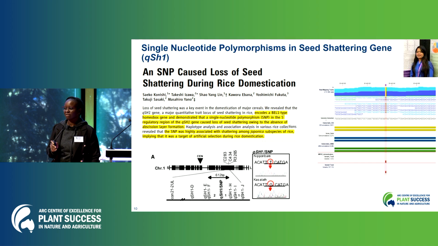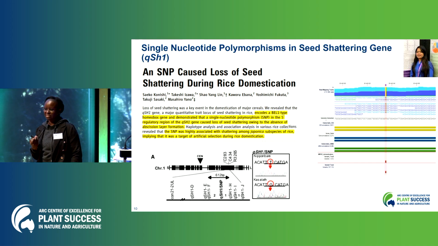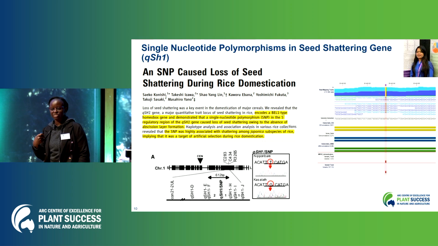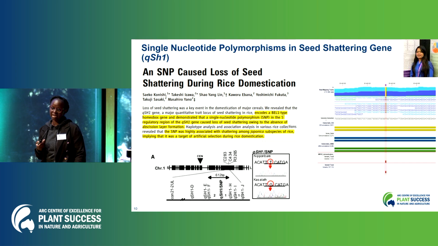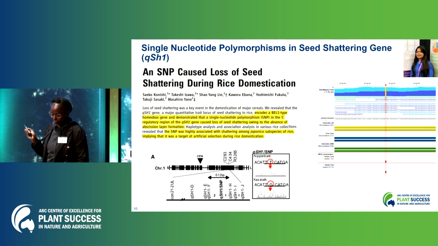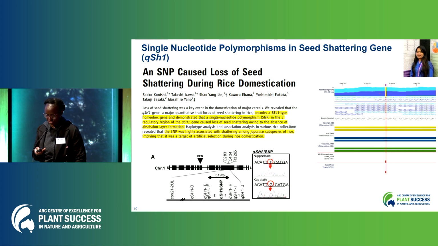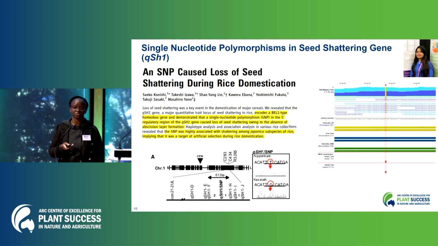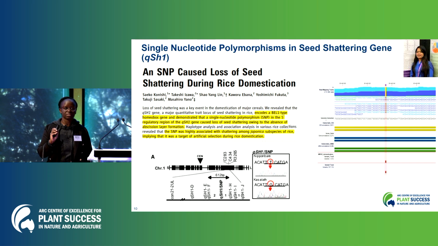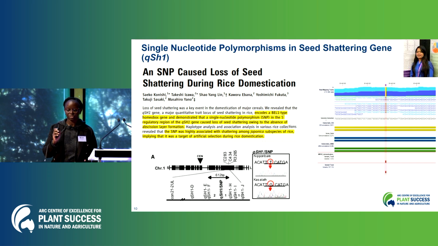But the one thing that prevents us from doing all this is that when this wild rice produces seed, the seed shatters, and we have up to 100% seed shattering, which means we barely have enough seed to do our research or the kind of work that we want to do. Because rice is a model crop, as I said, a lot of research has been done on it, and it's been discovered that there's a gene responsible for shattering, and there's only a non-synonymous SNP in this gene that causes a loss of function in shattering.